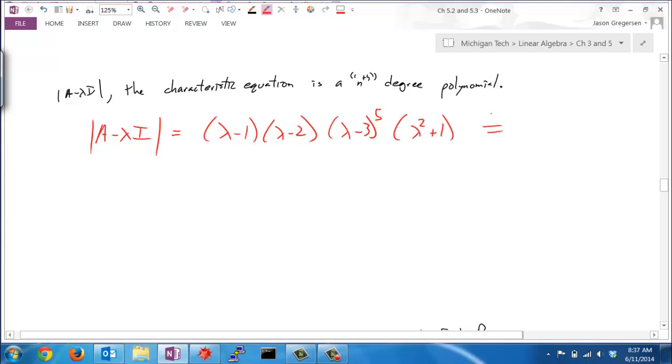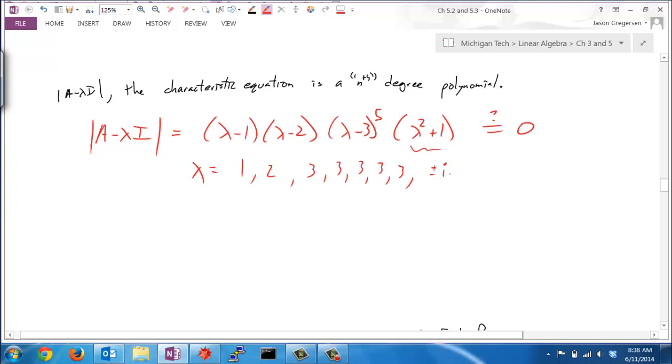And the question is, when is this thing equal to 0? So when is this equal to 0? When lambda equals a whole bunch of values to guess from here. When lambda equals 1, 2, 3, 3, 3, 3, 3. When is this thing equal to 0? Square root of negative 1, so plus or minus i.